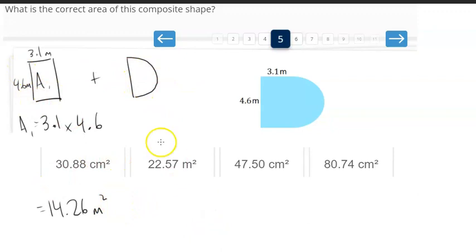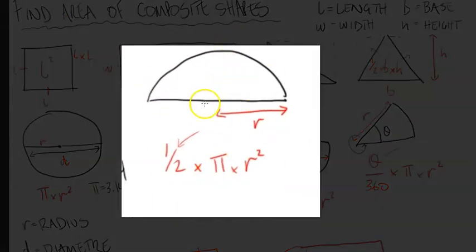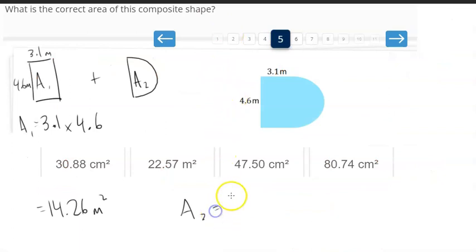Now area 2, we wrote down the formula before, which was over here, and area 2 is half times pi times radius squared. Half times pi times radius squared. So this is equal to half times pi, and we're going to be using the actual pi button on our scientific calculator if you have one. Half times pi times radius squared.